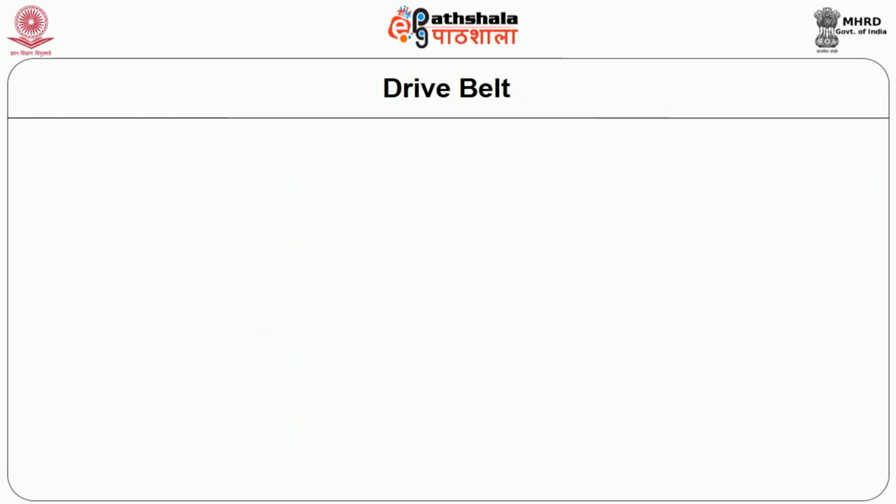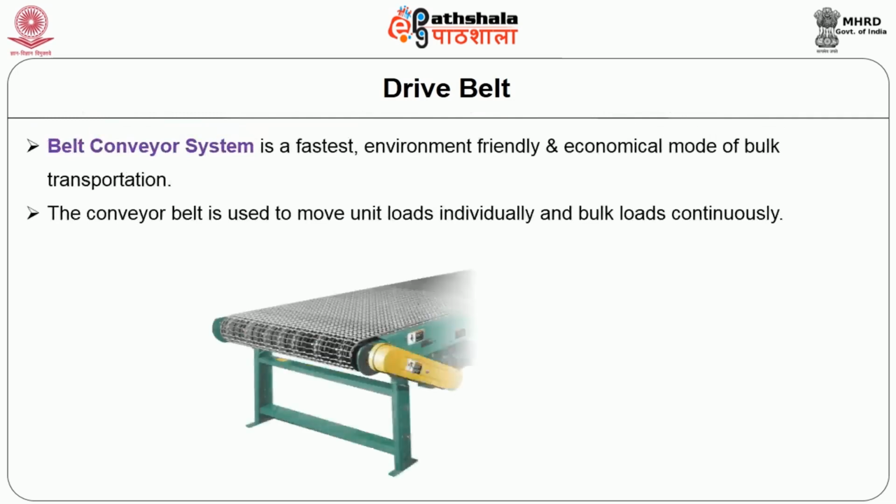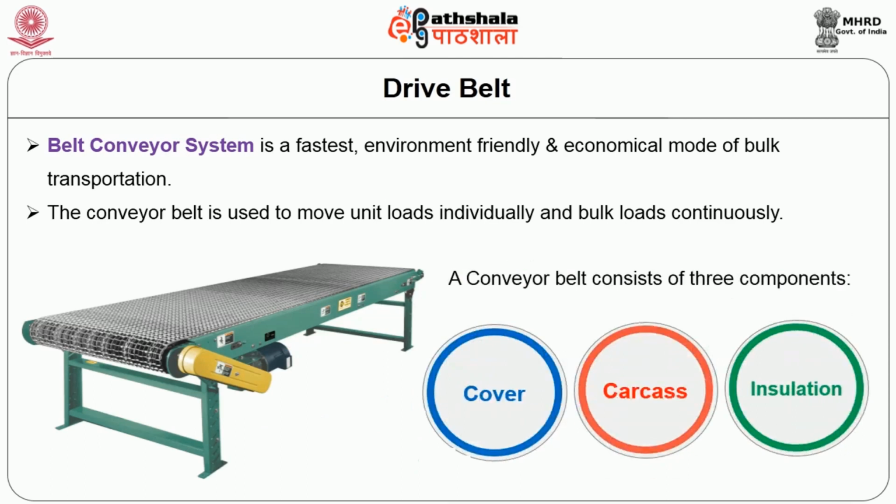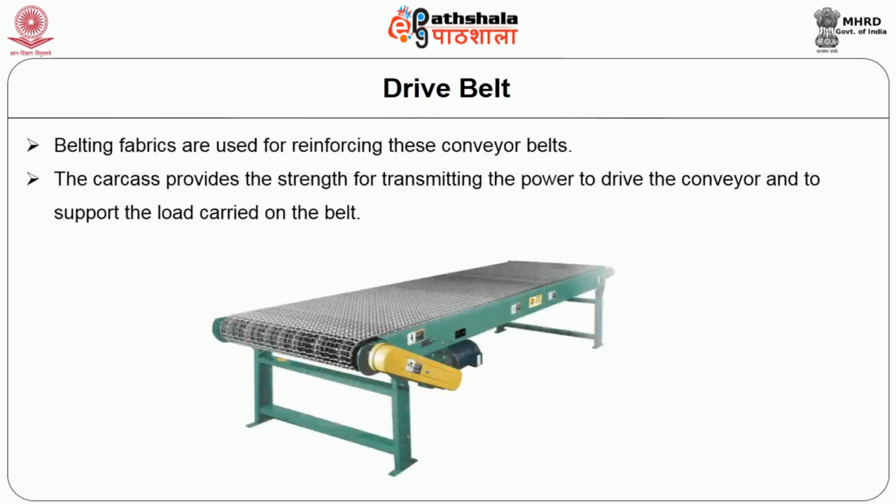Now we shall see the next concept of Indutex, the conveyor belts. The conveyor belt system is a fast, environmentally friendly and economical mode of bulk transport. The conveyor belt is used to move unit loads individually and bulk load continuously. A conveyor belt consists of three components: cover, carcass and insulation. Belting fabrics are used for reinforcing these conveyor belts.